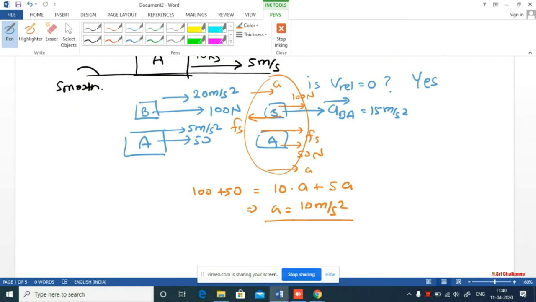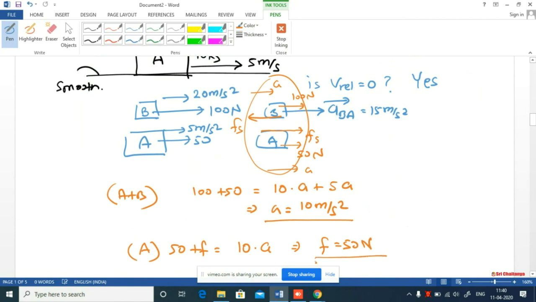So we'll find static friction. This one was the FBD of A plus B. Now let us draw the FBD of only A, and the forces acting are 50 plus F is equal to mass of A into acceleration of A. This implies a is equal to 10 if you put F equal to 50 Newton.